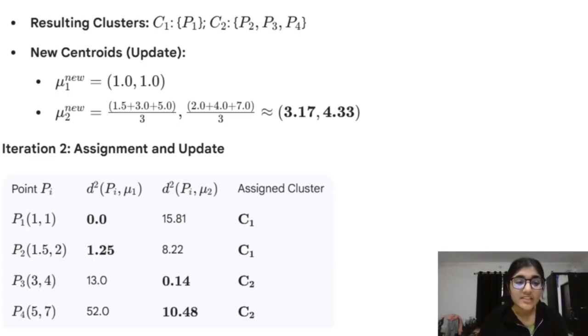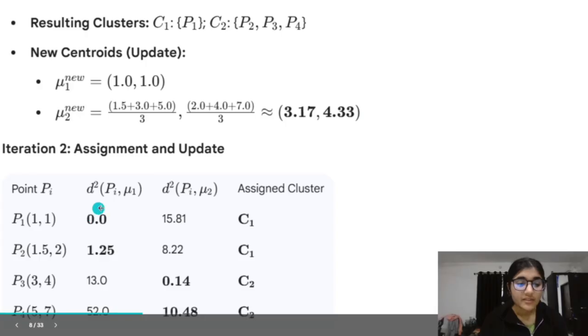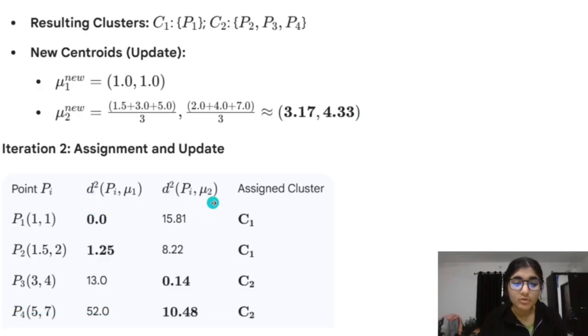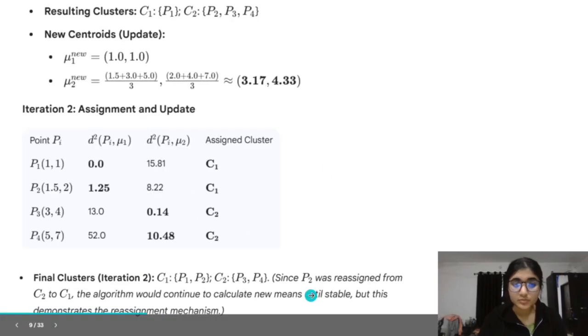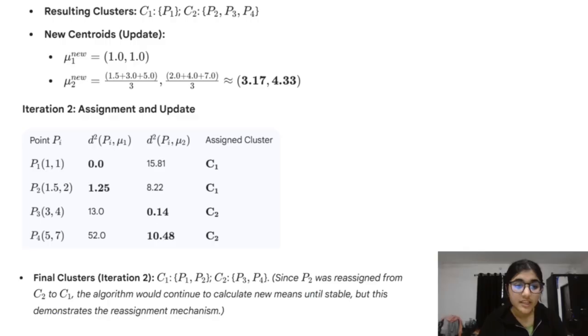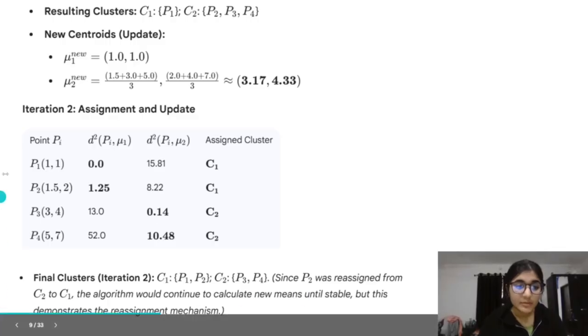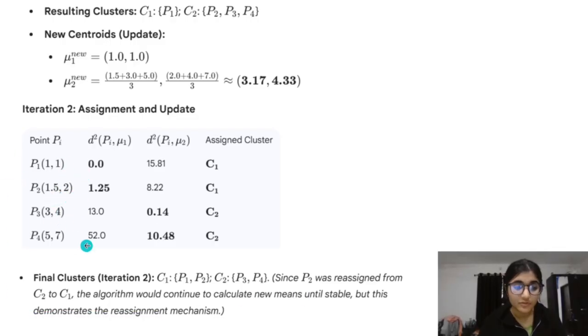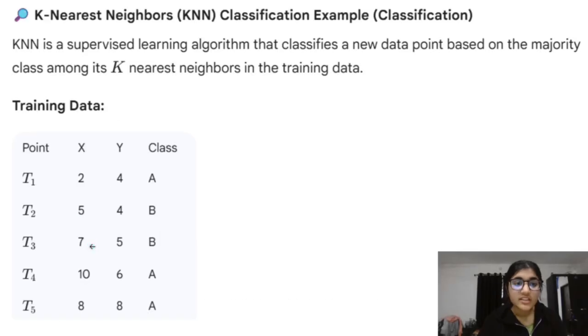Then iteration 2, assignment and update. The points are given as this, and we will calculate d squared from each Pi to mu1 and mu2, then assign the cluster. The resulting clusters will be C1 with P1, and C2 with P2, P3 and P4. The points are (1, 1), then (1.5, 2), (3, 4) and (5, 7).